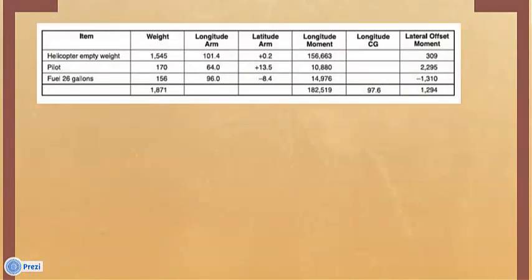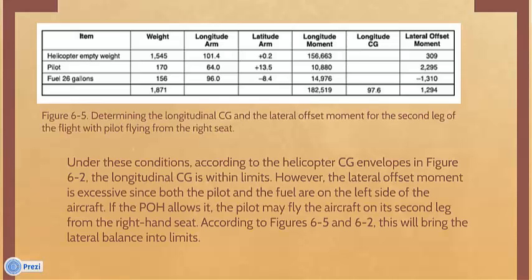Under these conditions, according to the helicopter CG envelopes in Figure 6-2, the longitudinal CG is within limits. However, the lateral offset moment is excessive since both the pilot and the fuel are on the left side of the aircraft. If the POH allows it, the pilot may fly the aircraft on its second leg from the right-hand seat, according to Figure 6-5 and 6-2. This will bring the lateral balance into limits.